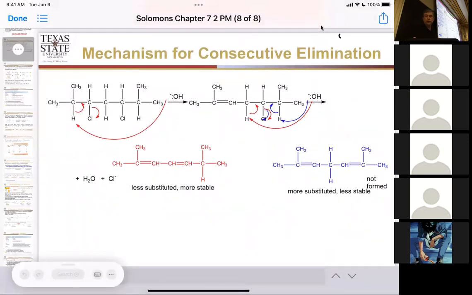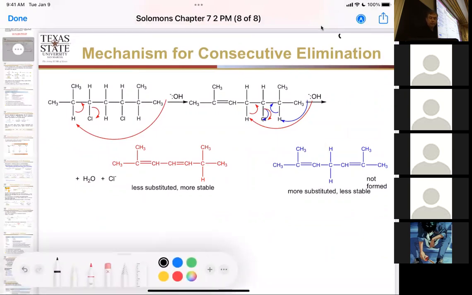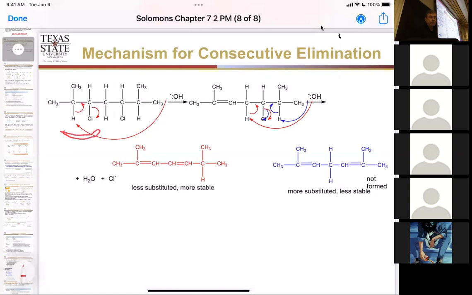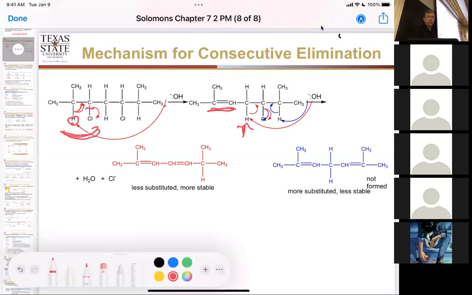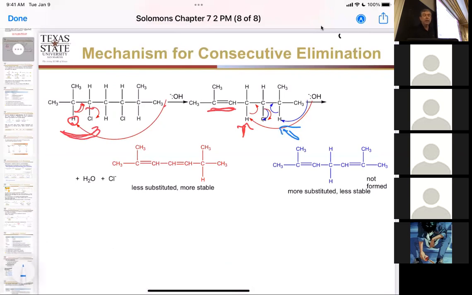The first side, of course, goes as it would normally, giving us our Zaitsev rule here. We're going to have our base come in, abstract this hydrogen, kicking out our chloride here, giving us our double bond right here. And this is of course an E2 mechanism right here. And now we have a choice. On this side, we can either take the one that's the vicinal hydrogen here, or we can take the tertiary hydrogen, the beta hydrogen over here. Now, we would think by Zaitsev's rule, we should do it in this direction here, getting the B product here. But notice that this double bond is isolated from this double bond.